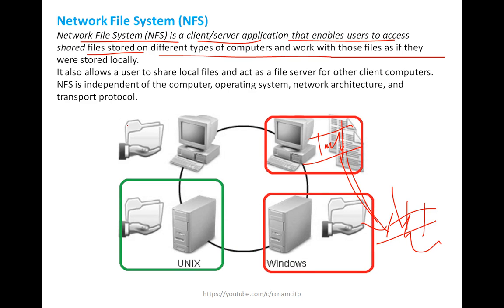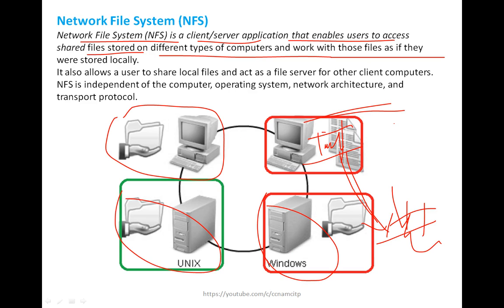For example, these are shared. I shared a couple of pieces of information here. This system is Unix and this is Windows, and I'm working here, so I can access that information and work here. That is known as Network File System.